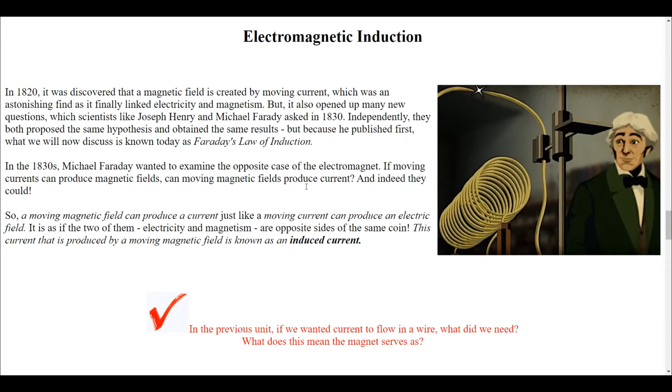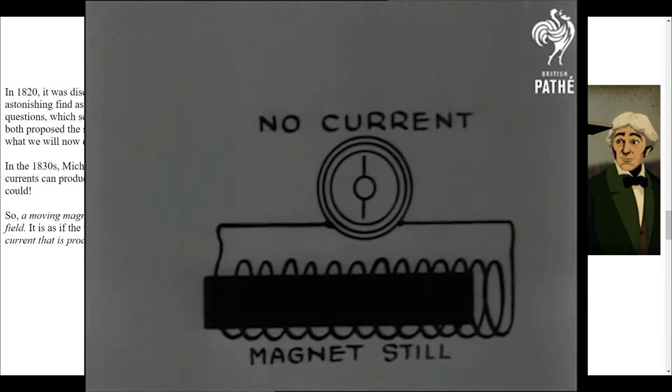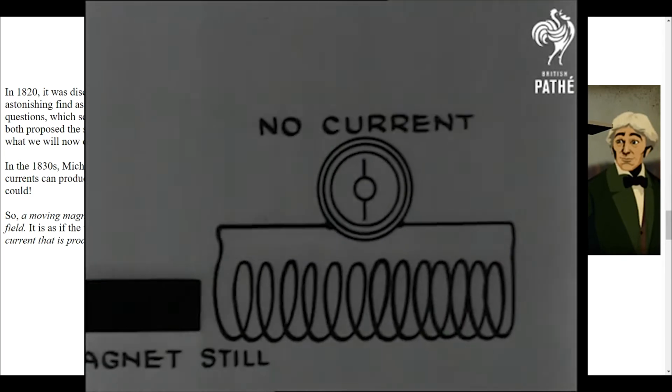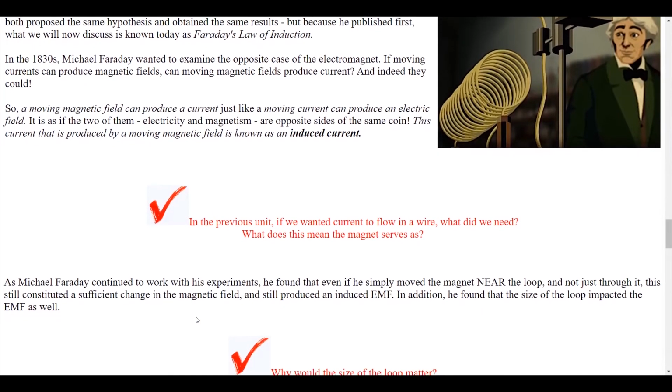So the whole idea of Michael Faraday's law works sort of like this. In the previous unit, so back in circuits, if we wanted current to flow in a wire, we needed a battery. The only way that we were going to get current to flow through a wire was with a battery. And so that means that moving this magnet has to act as our battery in this setup. Instead of having some battery to move current through, we can just move a magnet around. And that moving magnet is going to create something called an induced current. And so the idea of Faraday's law is that moving magnets can produce current as well.